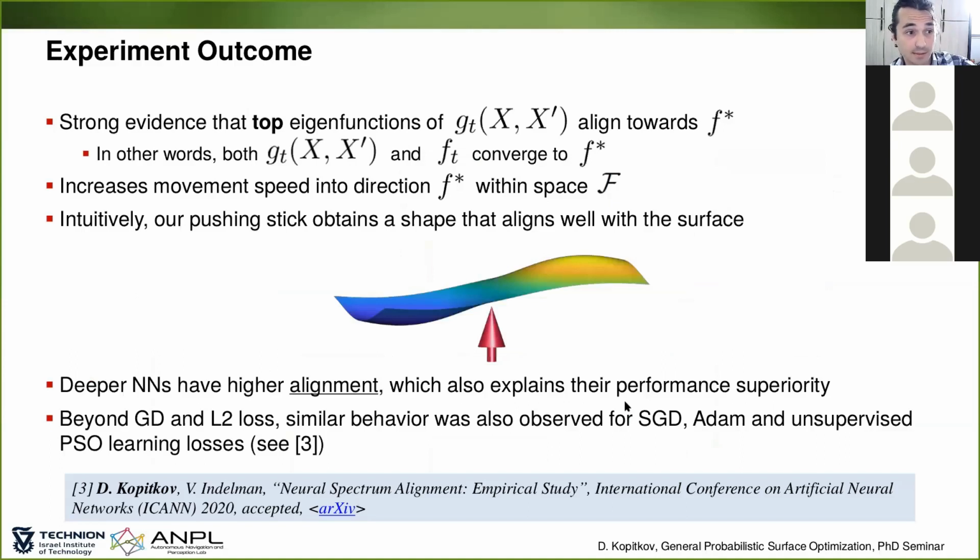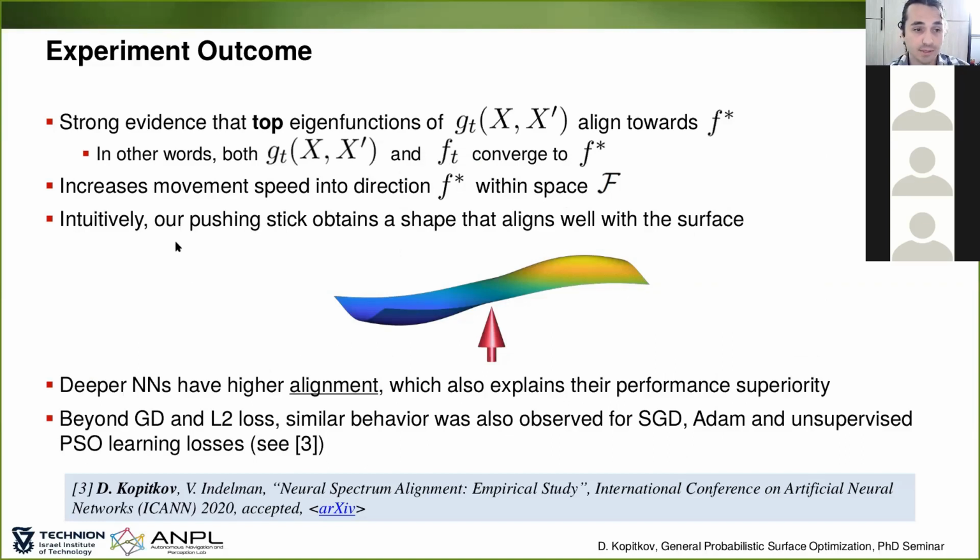We saw strong evidence that top eigenfunctions of the model kernel align with the F star, which increases movement speed into the direction of F star in the function space F, as I explained before.